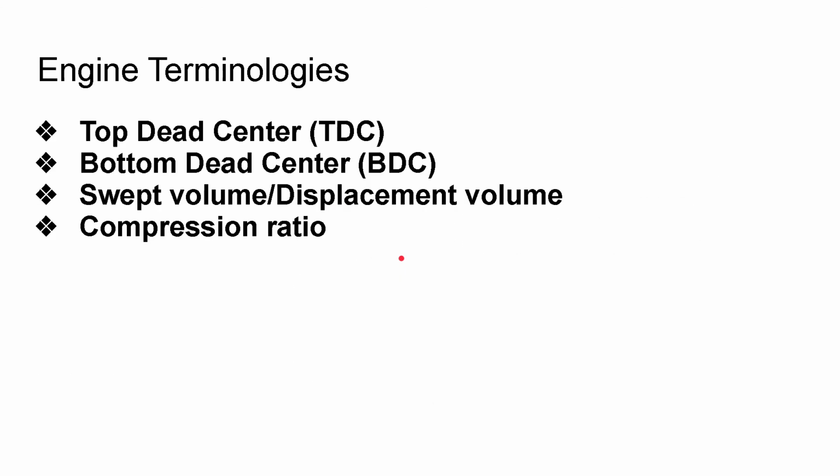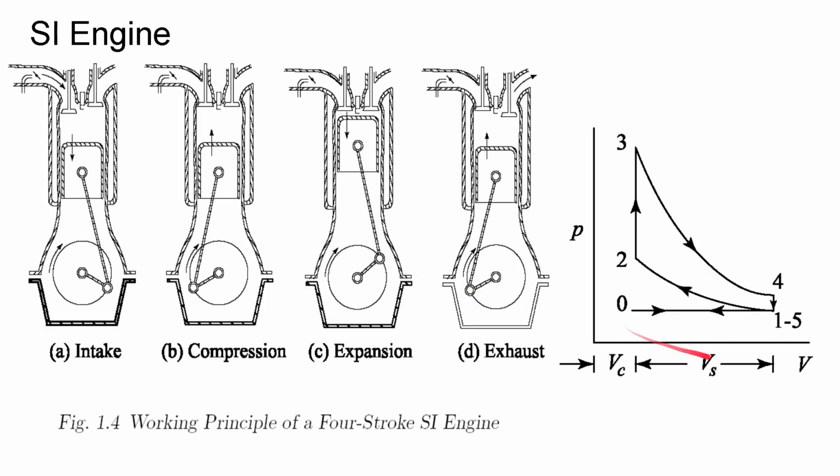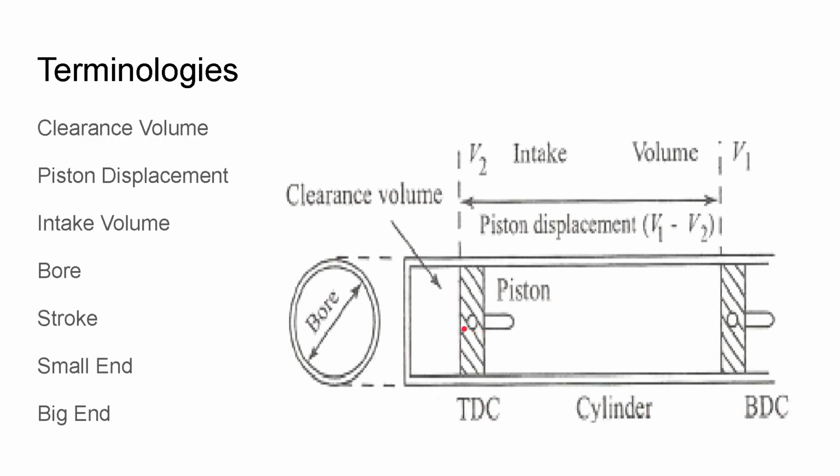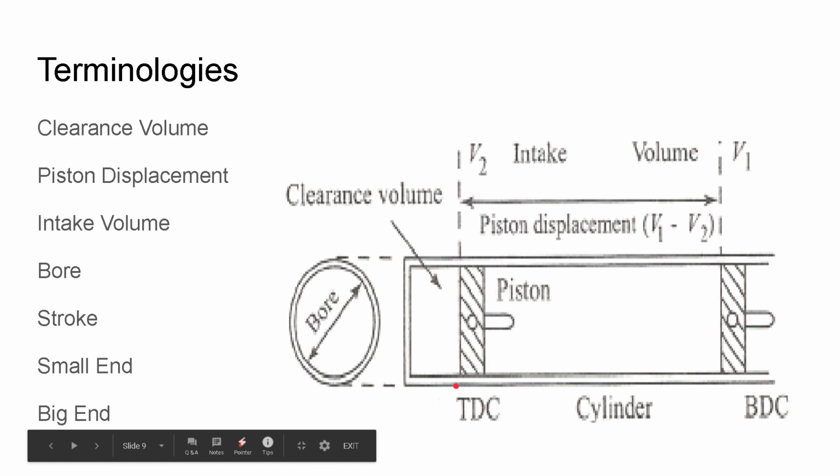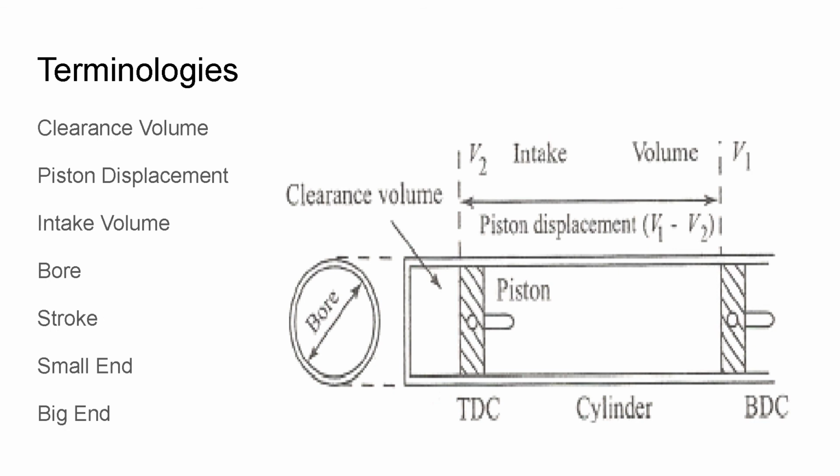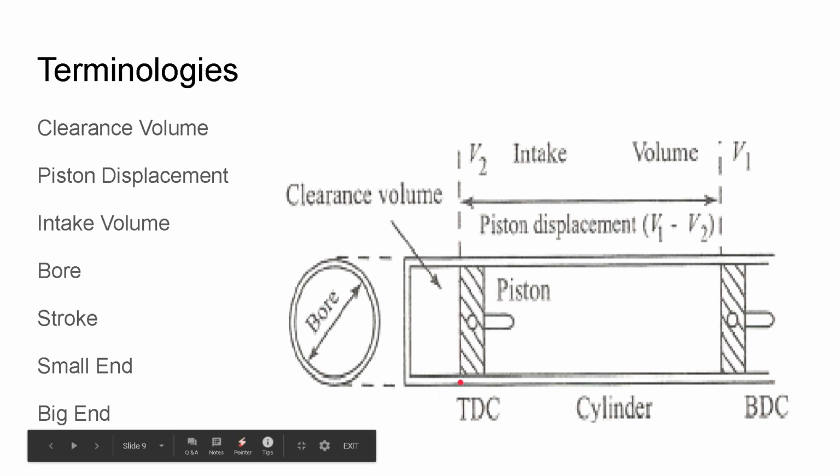And compression ratio is the ratio of total volume, which is Vs plus Vc, to the clearance volume. So it is generally larger than 1, obviously, and for an SI engine it lies below 10, from 8 to 10, and for a CI engine it generally lies from 15 to 20.